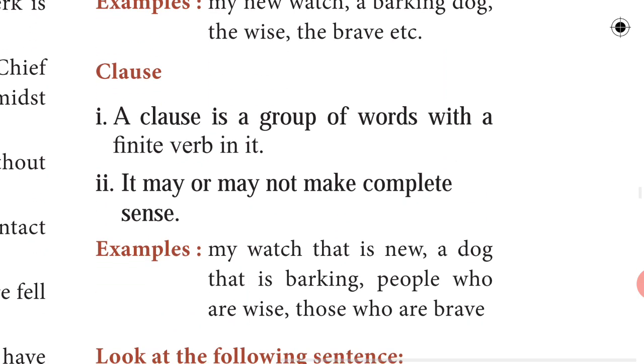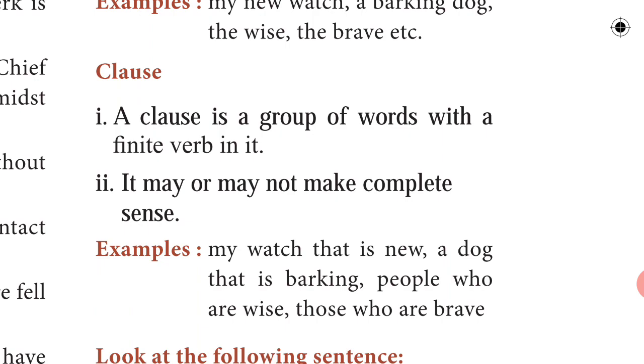So, what is a clause? A clause is a group of words with a finite verb in it. It may or may not make complete sense. For example, my watch that is new, a dog that is barking, people who are wise, those who are brave. In all these, it doesn't give complete sense.